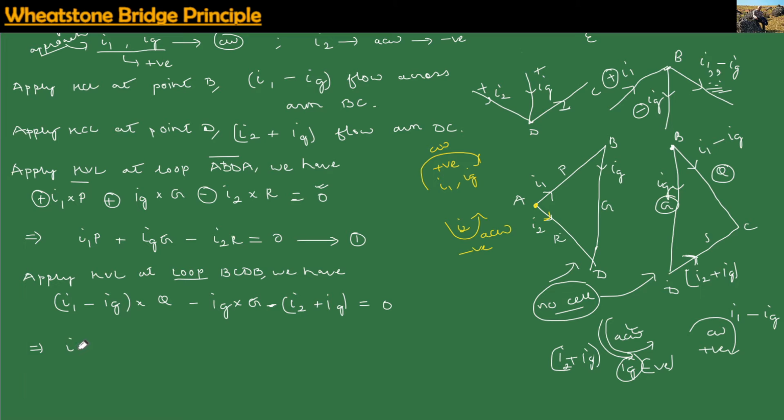So let us rewrite. This will be the current across arm BC. Then we have IG times capital G, minus I2 plus IG times the resistance, equal to 0. Let us mark this as equation 2. So those are the things that we have learned.